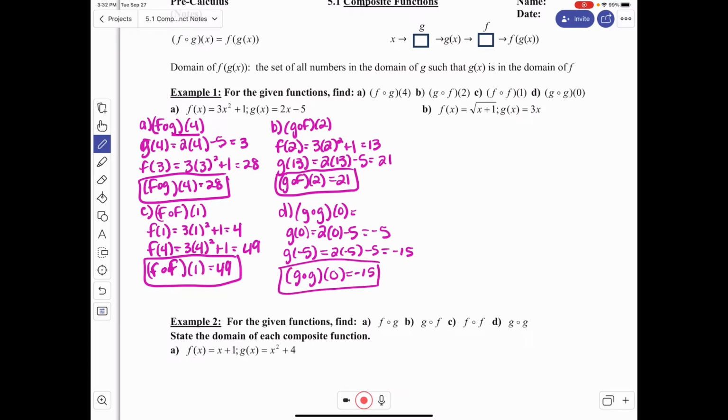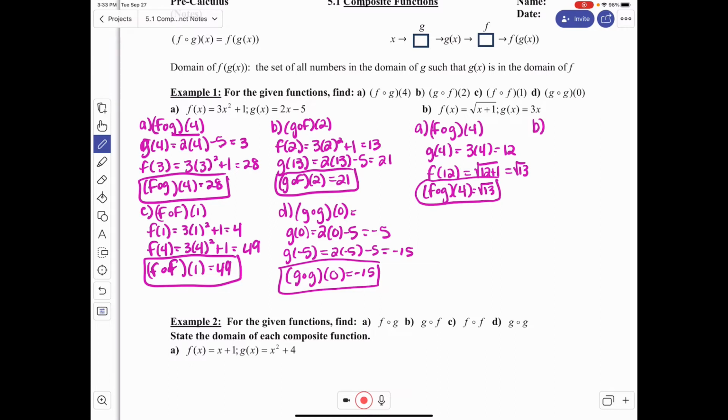All right, so for the second part, we just have 2 different functions. We'll do the same thing here. So f of g of 4. We'll start with g of 4. That would be 3 times 4, which is 12. And now we'll do f of 12. So 12 plus 1, we just get the square root of 13. So f of g of 4 equals the square root of 13.